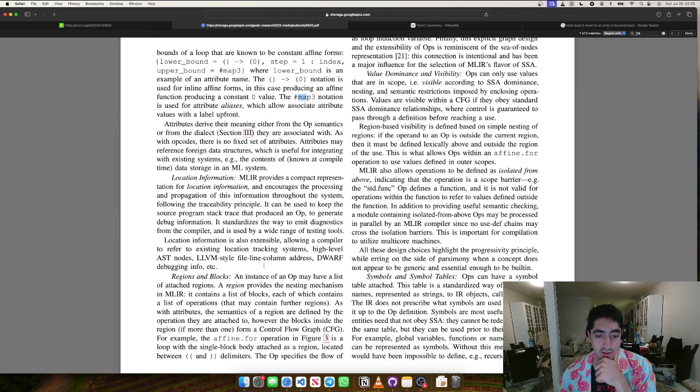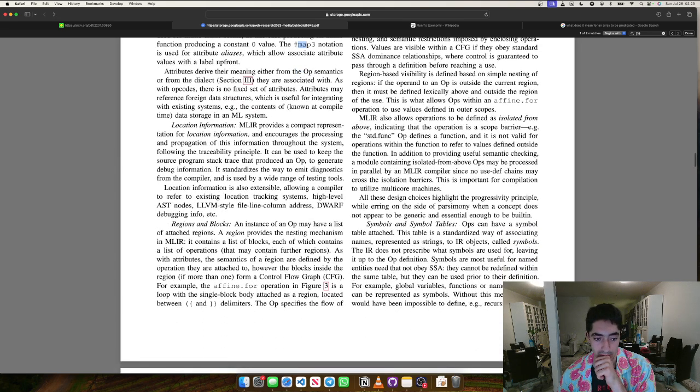It is a standardized way to emit diagnostics from the compiler and is used by a wide range of testing tools. Location information is also extensible, allowing a compiler to refer to existing location tracking systems, high-level AST nodes, LLVM-style file, line, column addresses, DWARF debugging info, etc.